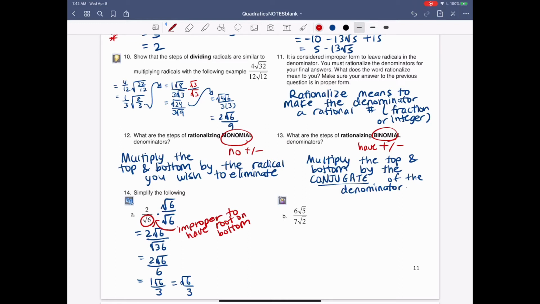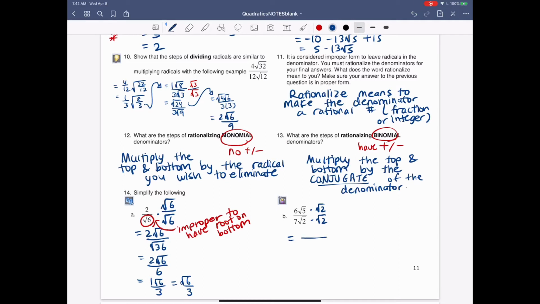Next part. So we have 6 square root 5 divided by 7 square root 2. Noticing that nothing really simplifies, I'm going to multiply the top and bottom by, well, what do I want to get rid of? Do I want to get rid of the square root 5, or square root 2? Well, I want to get rid of the square root 2 on the bottom.